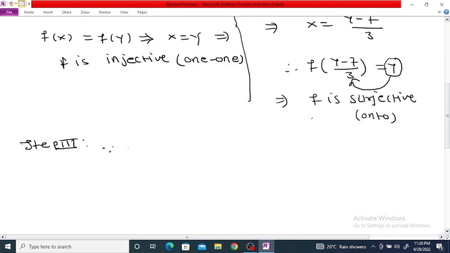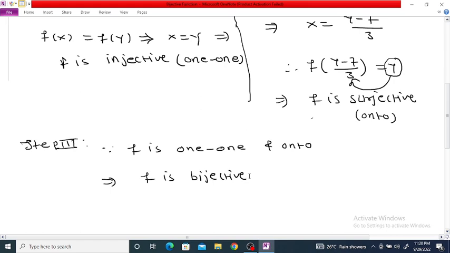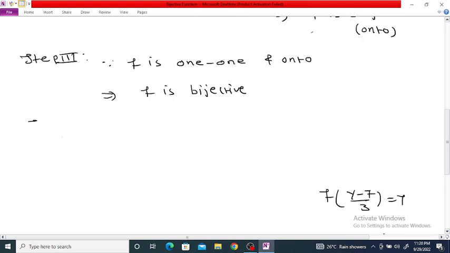Now in step number 3, since f is one-one and onto, therefore function f is bijective. Next, step 4, I want to determine the inverse function. Since it is a bijective function, f inverse exists. This implies f of x is equal to y implies f inverse of y is equal to x.